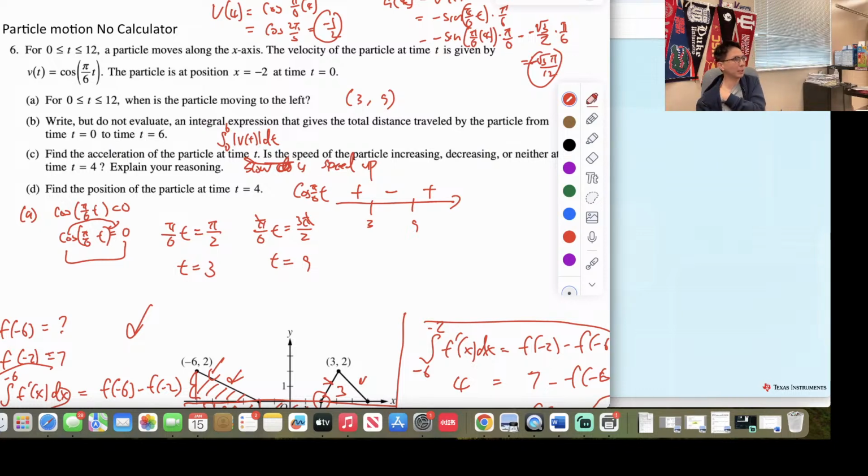Now, Emily, do I include the initial condition here or not? You do not. Or wait, yes you do, because at 0 you're at -2, so at 4, it still includes the -2.